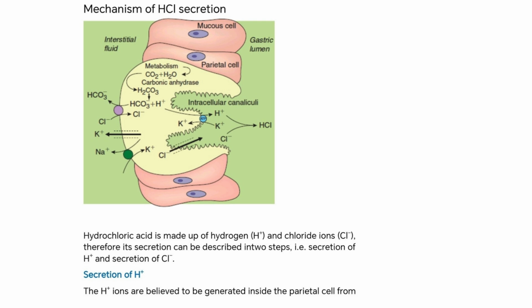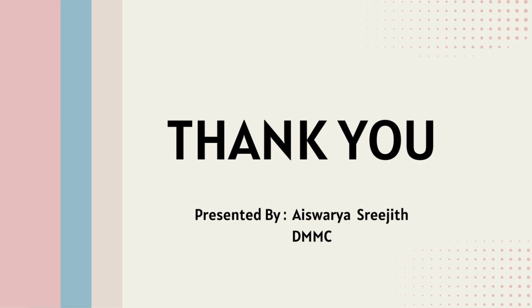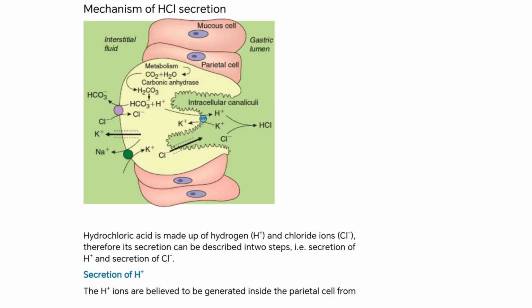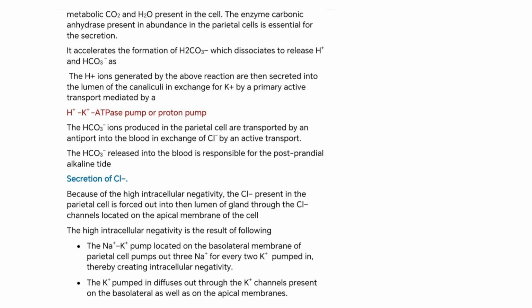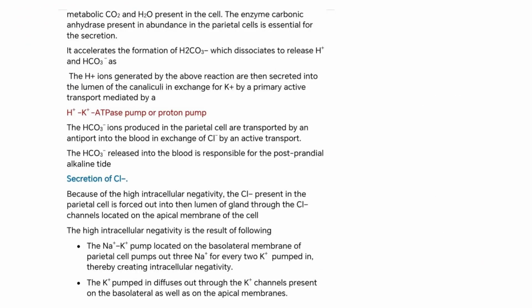Then we say what the composition of HCl is. Then we say from where the H plus ions are secreted, and from where the Cl minus is secreted. We can also write about the H plus K plus ATPase pump, or proton pump. These are the main things needed. Actually, this was the answer. These images are from a PDF given to us by our professor to write the answer. This answer was prepared by my professor.